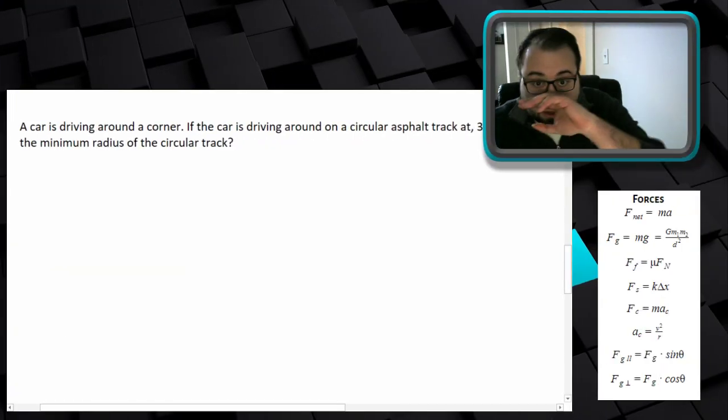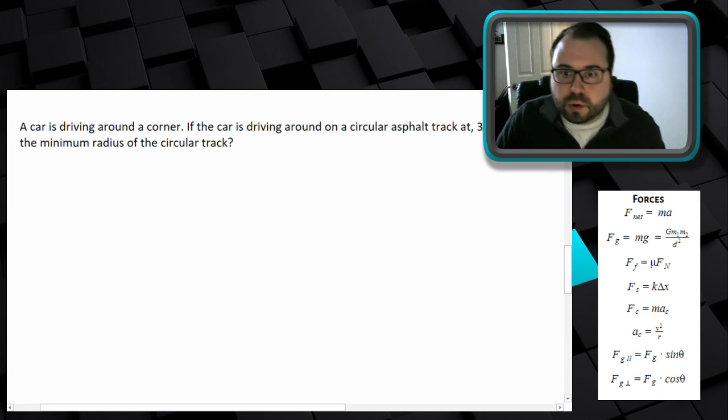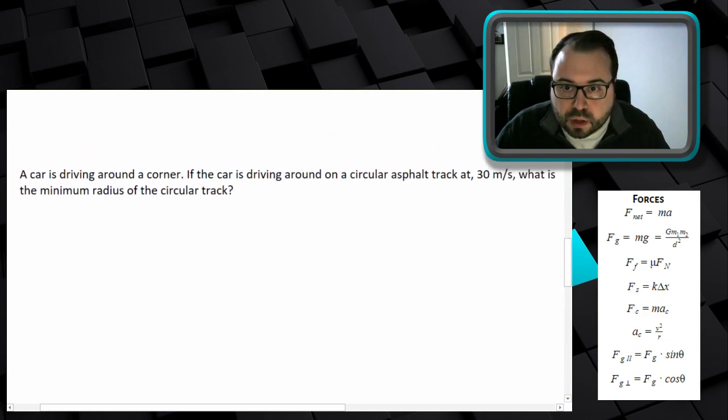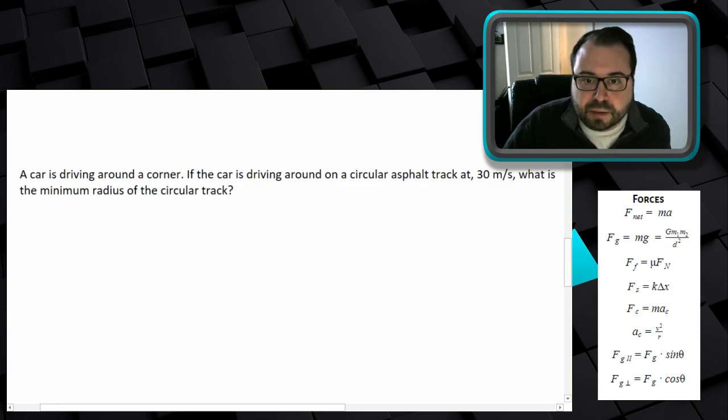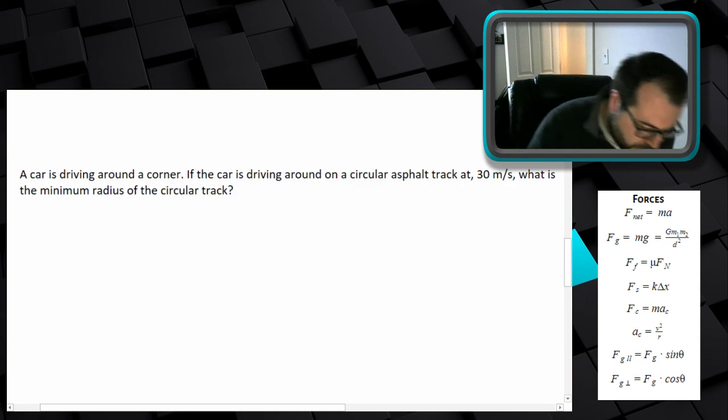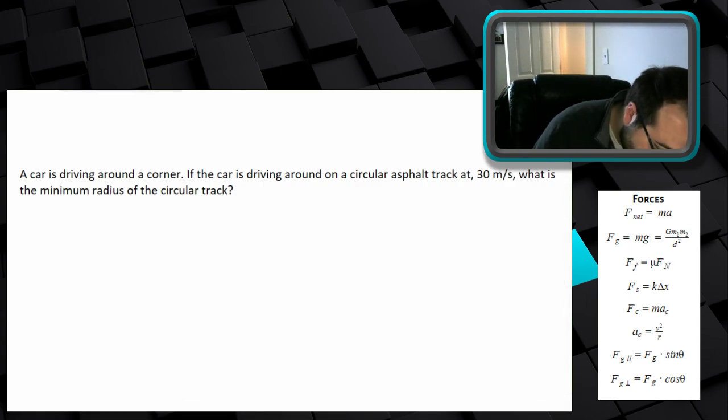Alright, so let's go through this one. We've got a car driving around a corner. The car's driving around on an asphalt track at 30 meters per second. What is the minimum radius of the circular track? So I'm going to draw a quick picture of what's going on here.